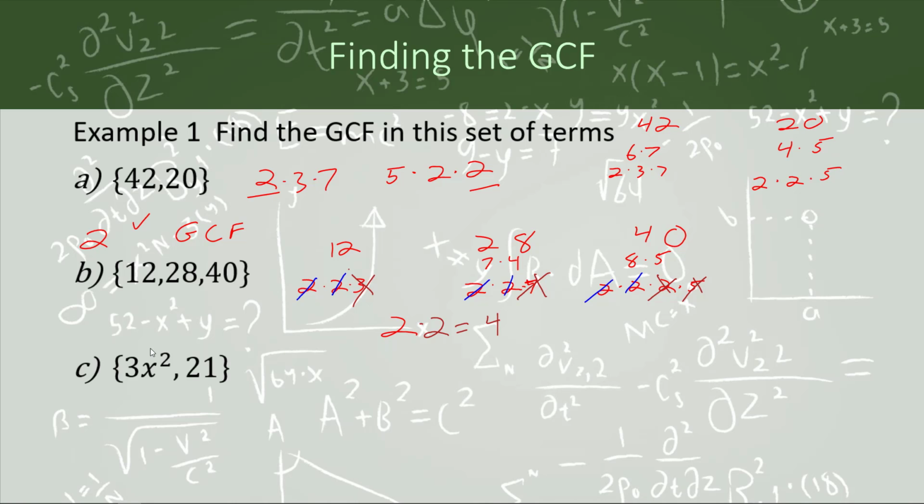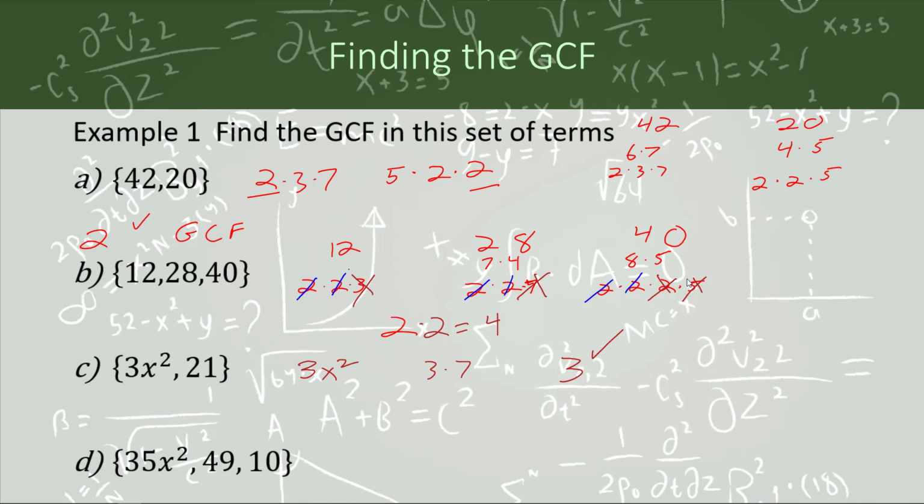Okay, for C, we have 3x squared and 21. Well, the prime factorization for 3 is 3, so that's pretty simple. But you can just write down the 3. X squared, we want to include the x squared, and then the prime factorization for 21 is 3 times 7. What do they have in common? Well, the only factor that is in common is the 3. We can't include the x squared because there's no x squared here. We cannot include the 7 because there is no 7 on the other side.